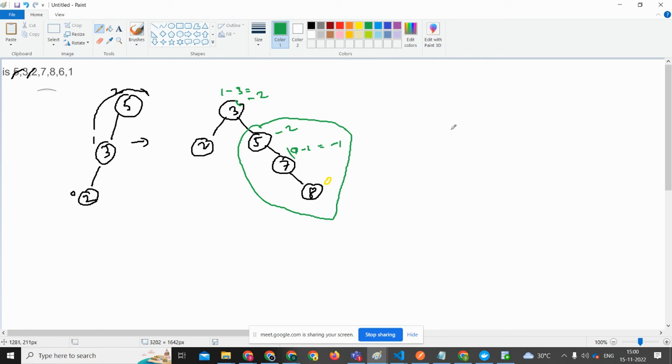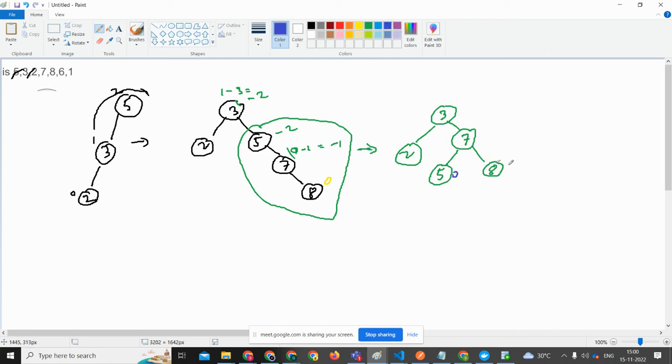Left rotation. So 7 will go up, correct? 5 on the left, 8 on the right. You don't need to do the rest of the things. Then first you change the 3 and the 2 imbalance at the bottom. Okay, now you have changed this, correct? Now tell me what is the weight.